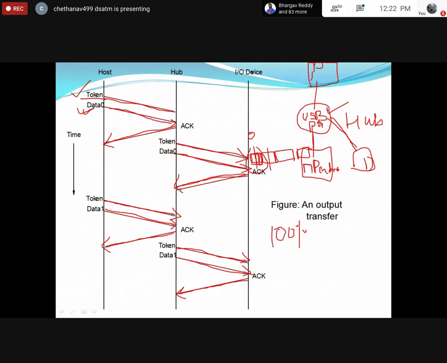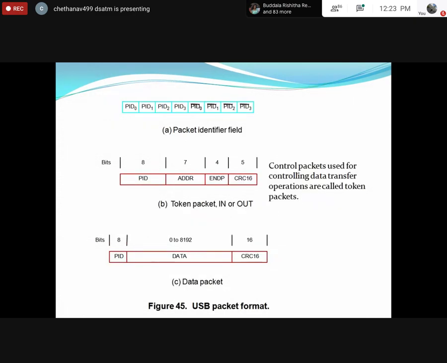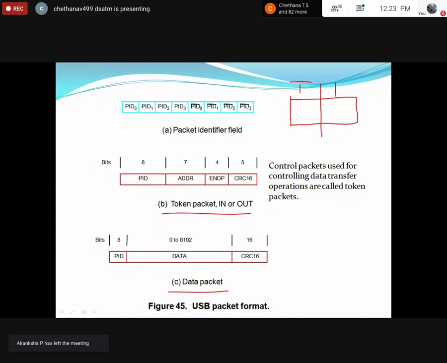Okay, whatever data is there in the pen drive will be transmitted to the USB port, so it has to be in the format of packets, isn't it? So how does that packet look? Let me show you. This is how the packet looks. I told you there is a packet consisting of a token packet and a data packet. Suppose I write here, this is my packet. Now assume this is your token packet, this is your data packet.